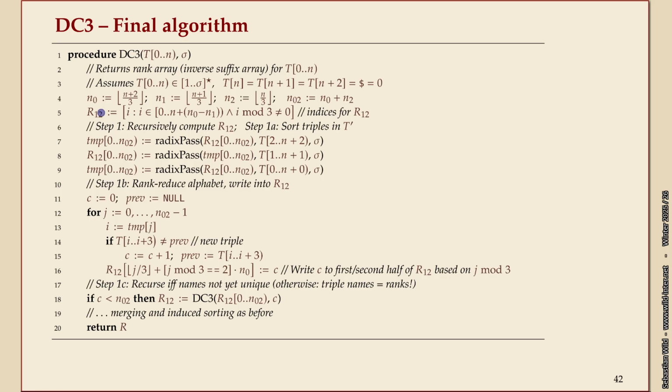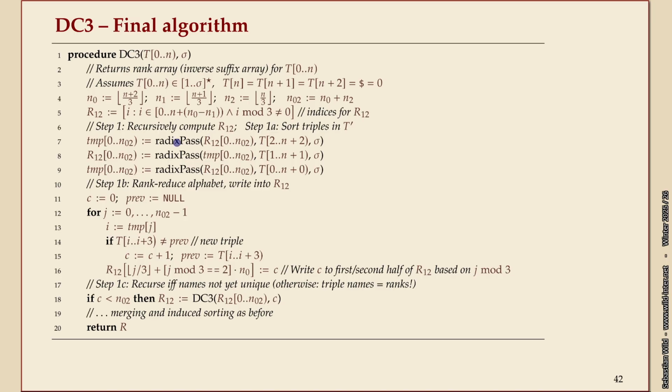Initially we start with R12. This will eventually be the rank array, but you first initialize it with the indices that are in R12. So it's all the indices that are not a multiple of 3. And now you compute, for the reduction of the alphabet, the sorted order of these triple characters.